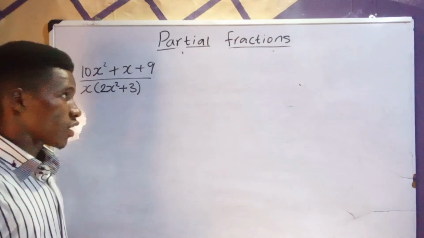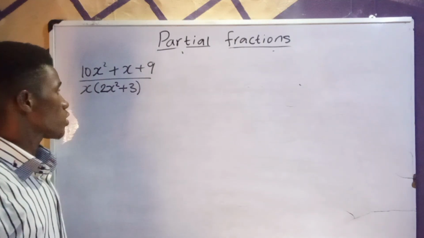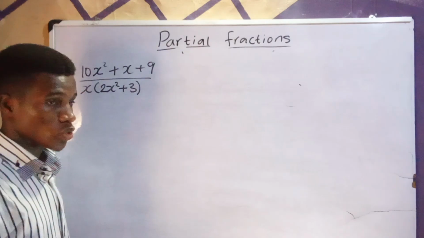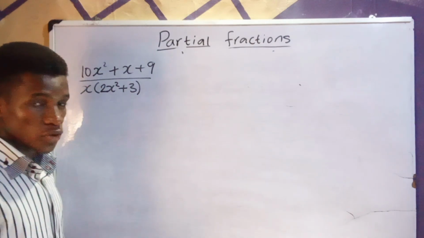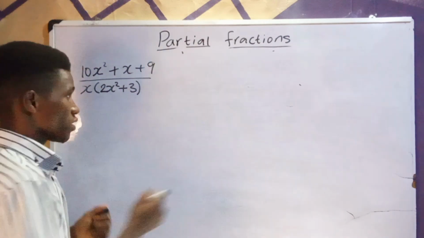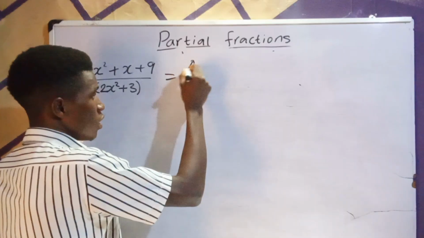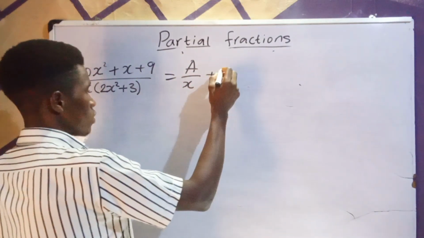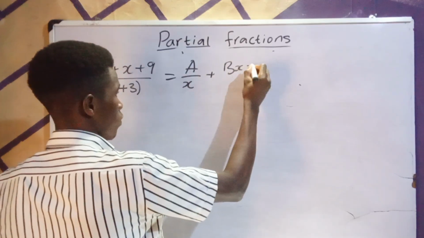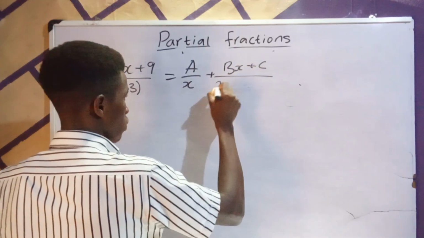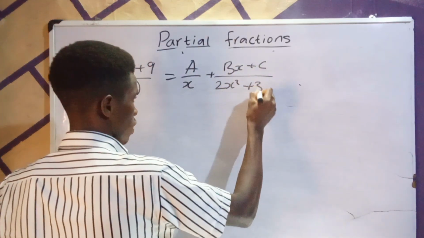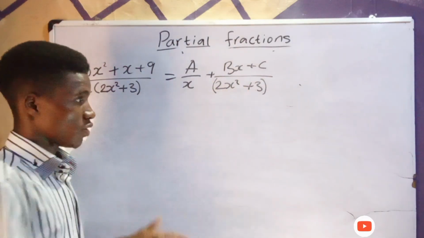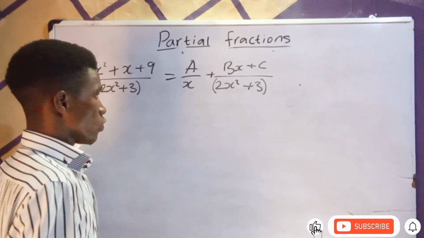Here we have this compound fraction, 10x squared plus x plus 9 over x into 2x squared plus 3. To resolve it to partial fractions, the same step, the same process. So it's equal to A over x, because this x is linear, plus Bx plus C over 2x squared plus 3, because this denominator here cannot be factorized into linear factors. That's why we have it this way. So we proceed to solving.